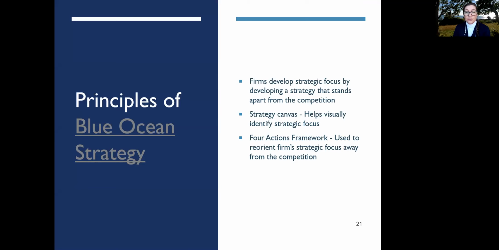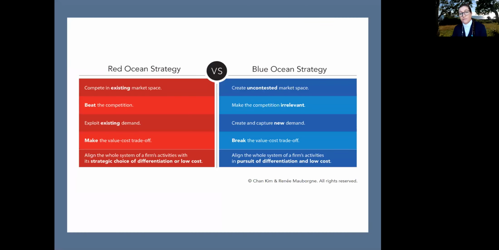Now, a blue ocean strategy is all about firms developing a strategic focus that stands far apart from the competition. And we're talking about disruption here. A strategic canvas is a tool that can help us visually identify a strategic focus that might help us achieve a blue ocean strategy, and a four actions framework is another tool that we're going to put to work. A four actions framework is used to reorient the firm's strategic focus away from where the competition is focused.